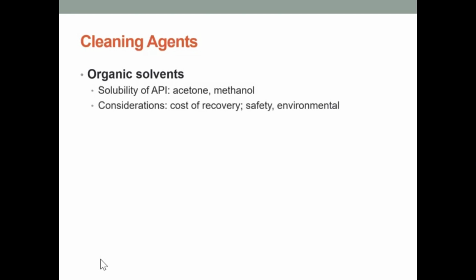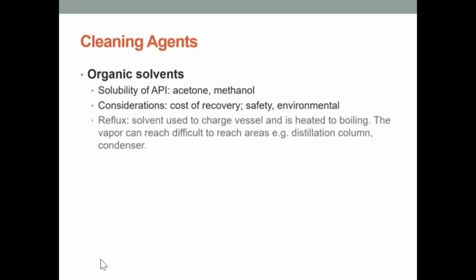The considerations for using solvents are the cost of the recovery. Obviously, there's a big expense involved in using solvents. We would also need to consider the safety implications, as using solvents has an increased risk to health and safety in terms of the environment and also in terms of the operators who are using it. Reflux is going to use organic solvents a lot as well. The solvent will be charged to the vessel and heated to boiling. The vapour can then reach difficult to reach areas, like your distillation column and your condenser.